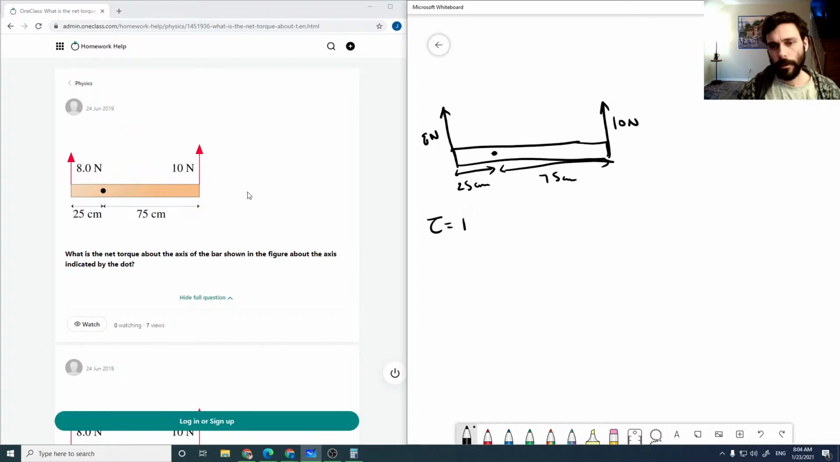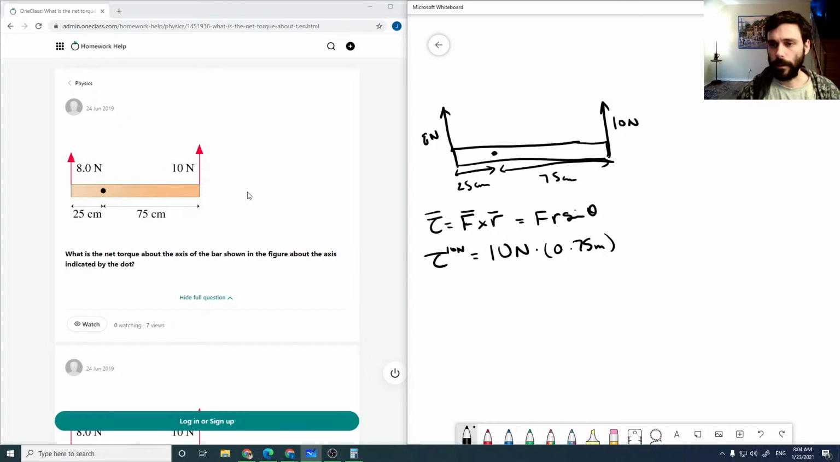So torque is F cross R. So the torque due to the 10 Newton force is 10 newtons, which we can decompose this into FR sine theta, where theta is the angle between them. So R here is 0.75 meters.